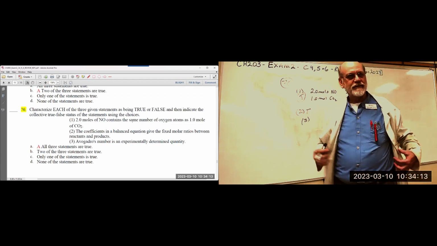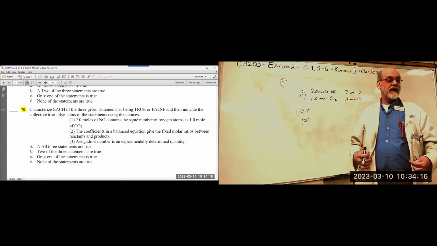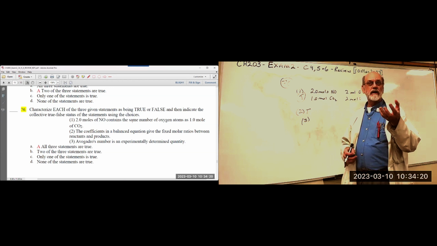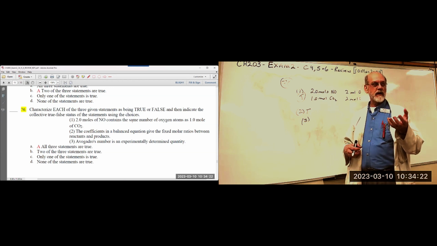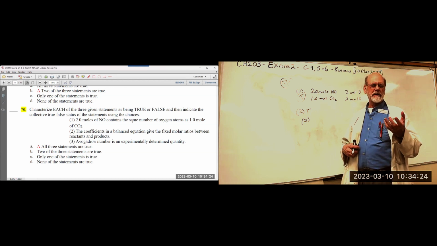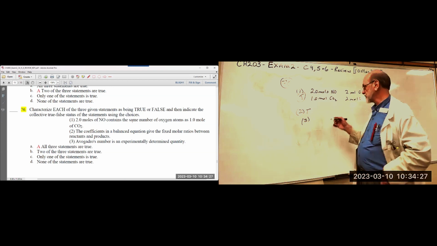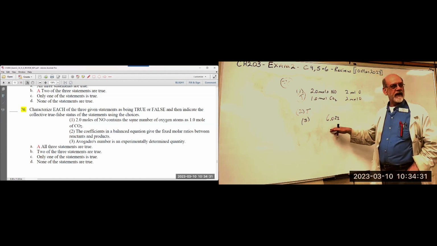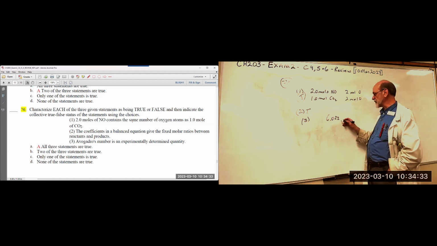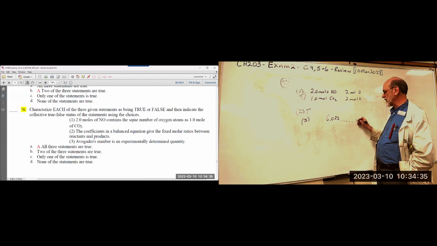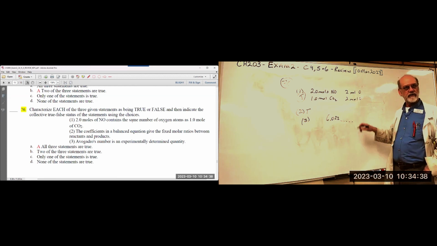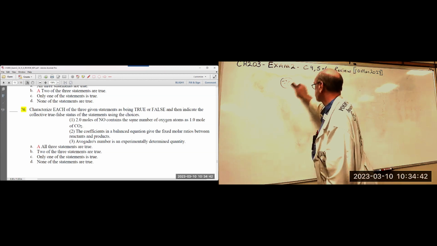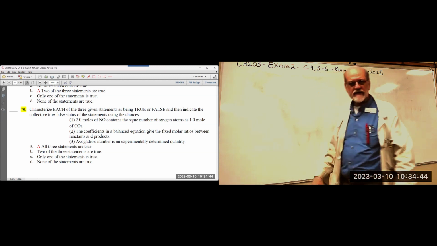That is true. It is experimentally determined, and the value for Avogadro's number, the value of the mole, changes from year to year as we refine our techniques. But for our purposes, 6.022, that's good enough from now till eternity, because the differences they find are way out here in these decimal points. So all 3 of them are true for 70.